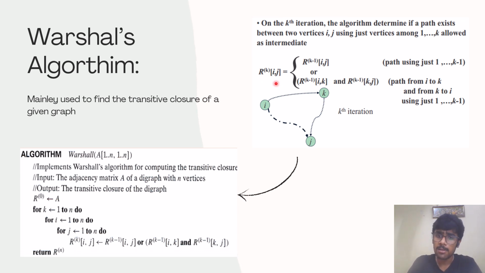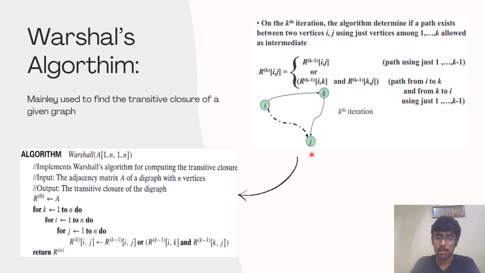The formula also says the same thing, that is R of k, i comma j, is equal to R of k minus 1, i comma j, that is the direct path from i to j, or R of k minus 1, i comma k, and R of k minus 1, k comma j, that is the path from i to k and from k to j.